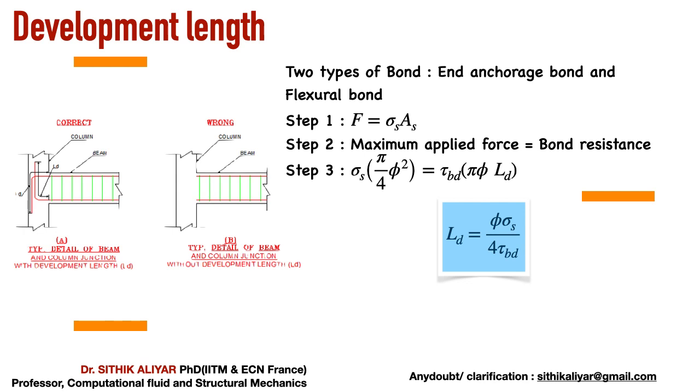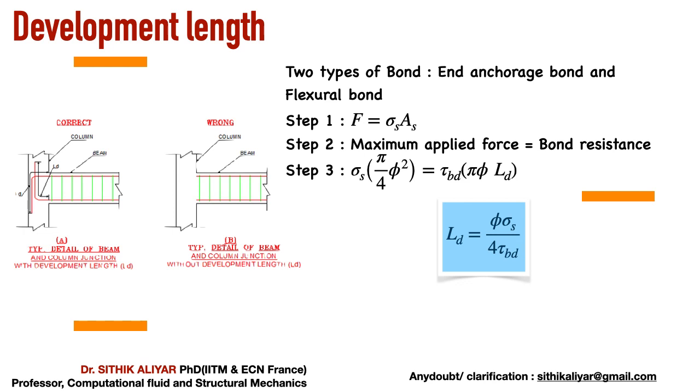So equating both the forces, bond is nothing but tau BD, stress into area, tau BD into pi d into LD, circumference of the circle into the length of the bar, pi d into LD. Equating both sides, cancelling the pi value, keeping LD one side, bring everything other side, you will get LD = phi into sigma s divided by 4 tau BD. Okay, this is the formula for calculating the development length.